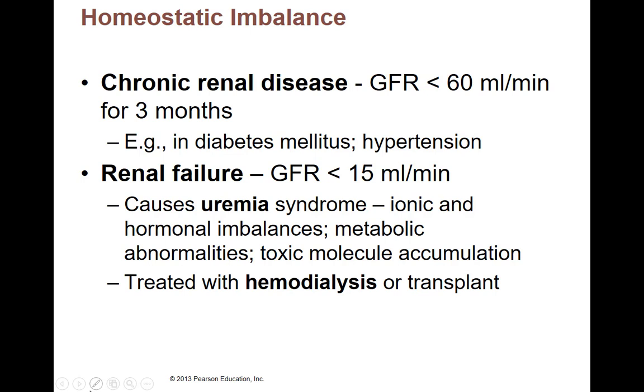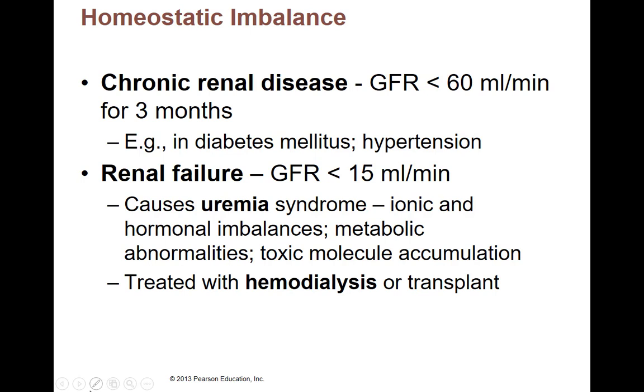Now, if your glomerular filtration rate is less than 60 milliliters per minute for 3 months, we say you have renal disease or kidney disease. Usually people that have that are people that have diabetes or hypertension. You have high blood pressure. That blood pressure is going to affect your filtration rate.